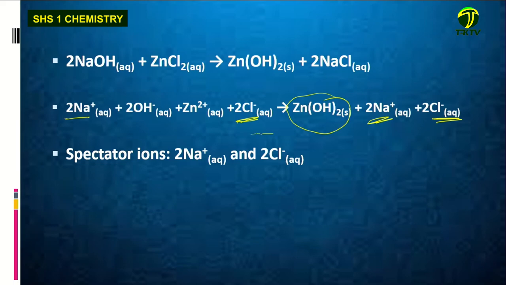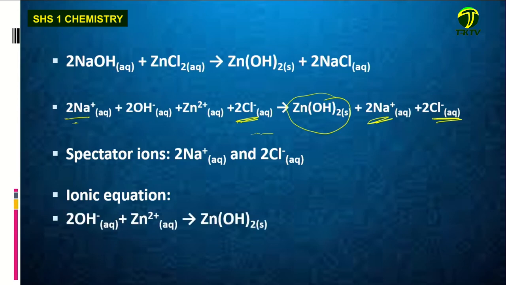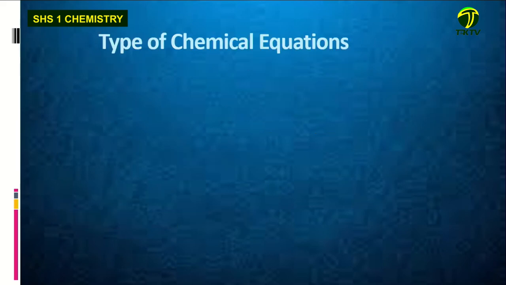So the spectator ions are the 2Na plus and 2Cl minus, giving us the ionic equation 2OH minus plus Zn2 plus, forming Zn(OH)2 solid. So that is the ionic equation for the entire equation. So when we are asked to write an ionic equation for any equation, don't forget we said the aqueous substances break into the constituent ions, but not solid, not liquid, not gas. They remain the same. And that is that.